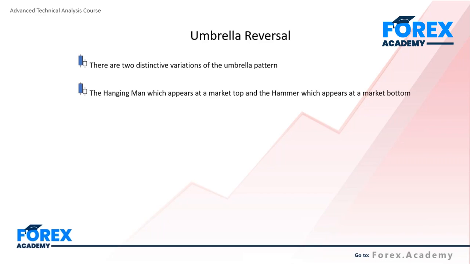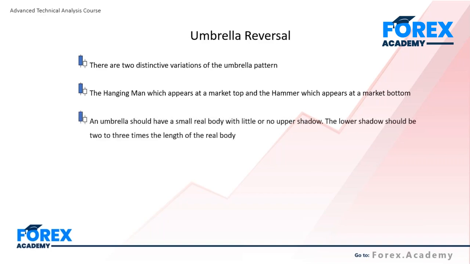We have a hanging man, which appears at the top of a market, and a hammer, which appears at the bottom of a market. What we will focus our attention on is the hammer, which reflects a much more powerful bullish reversal signal than the hanging man, which appears at the top of the market.